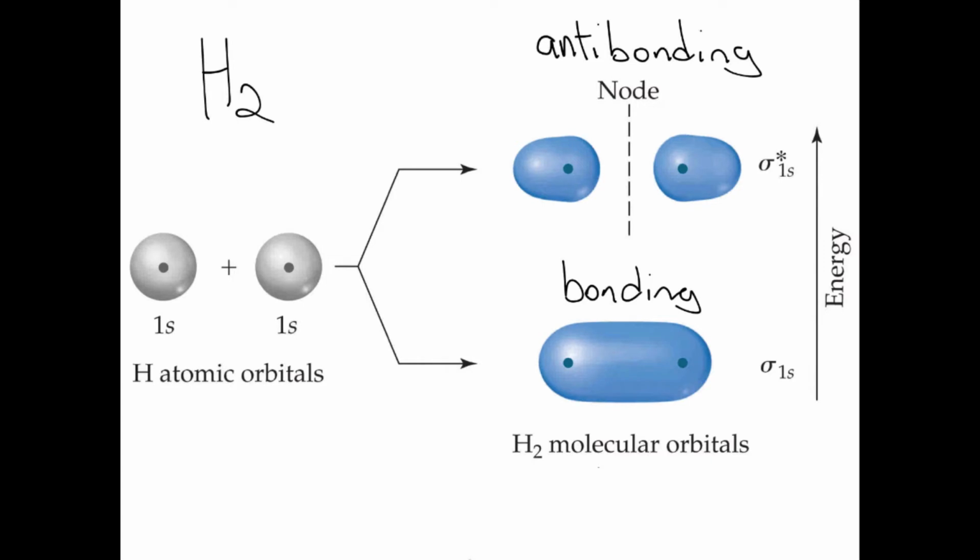I'll give you an analogy though, without going into the detailed mathematical analysis that one would have to do in order to arrive at this result of bringing together two 1s orbitals and getting these two options. It's analogous to something like, say, the quadratic equation. I think you all have some familiarity with the quadratic equation, solving for x and that sort of thing.